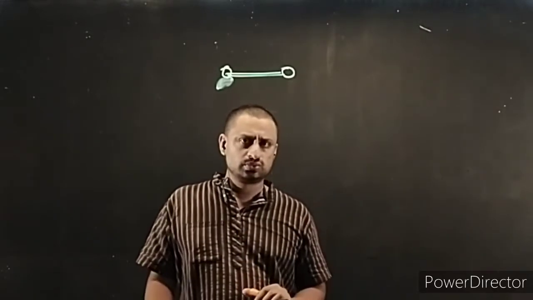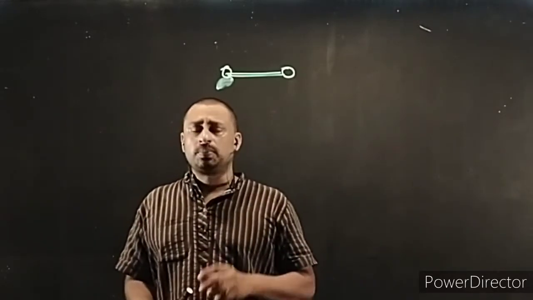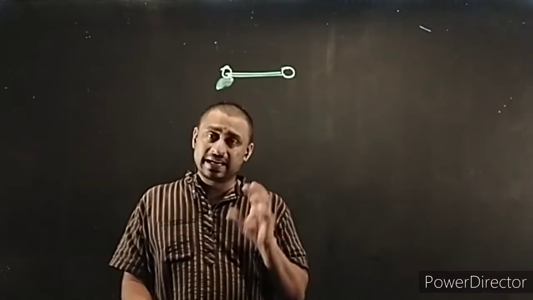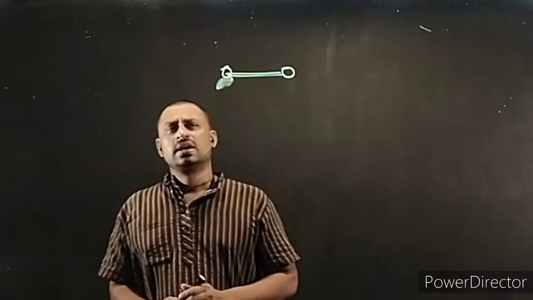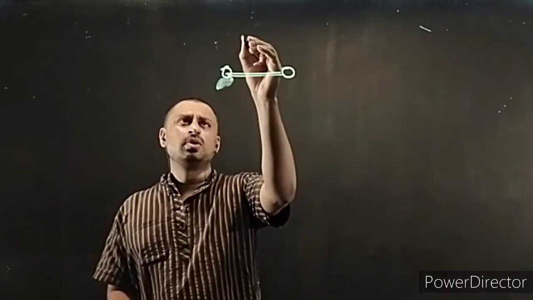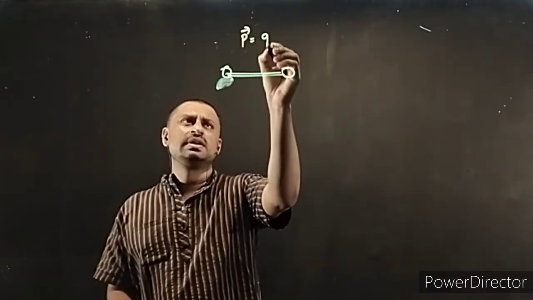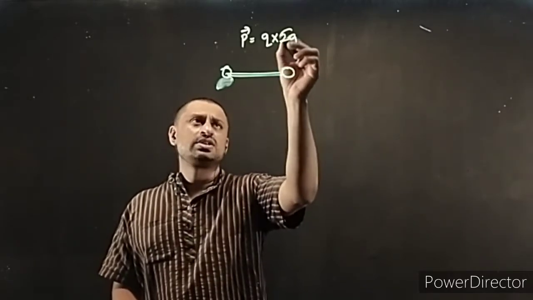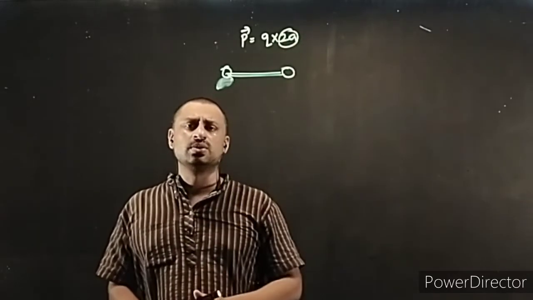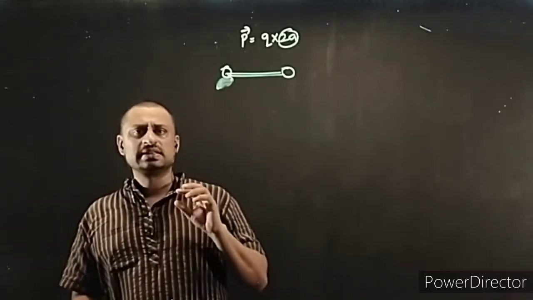Means for O2, the positive charge center and the negative charge center of the molecule coincide. So if you find the dipole moment, you know what dipole moment is? Dipole moment is equal to charge into separation between the two charge centers. So the separation between the two charge centers will be 0, so the dipole moment is 0.